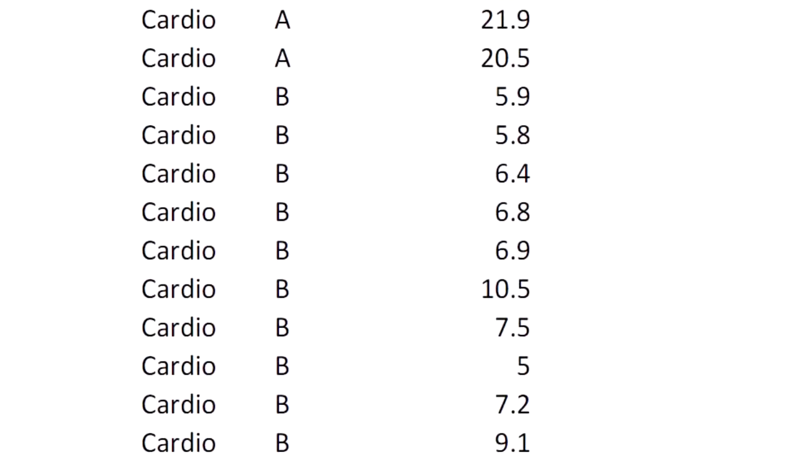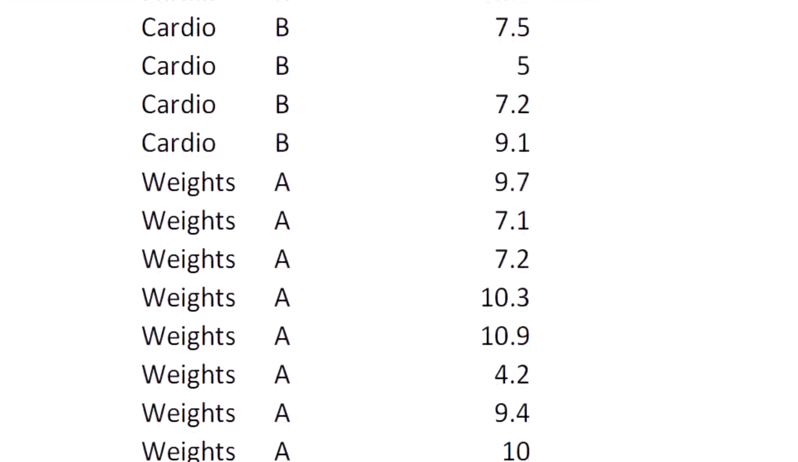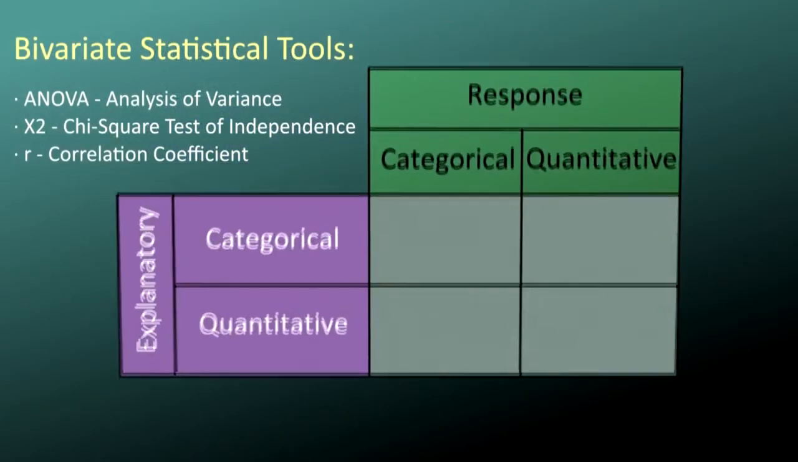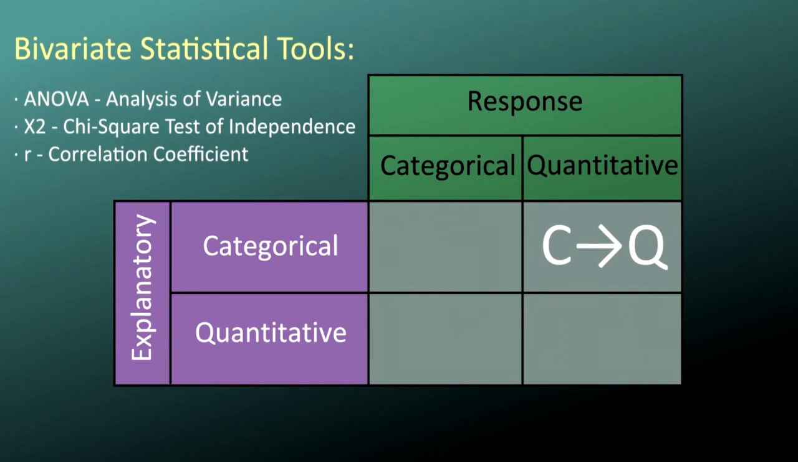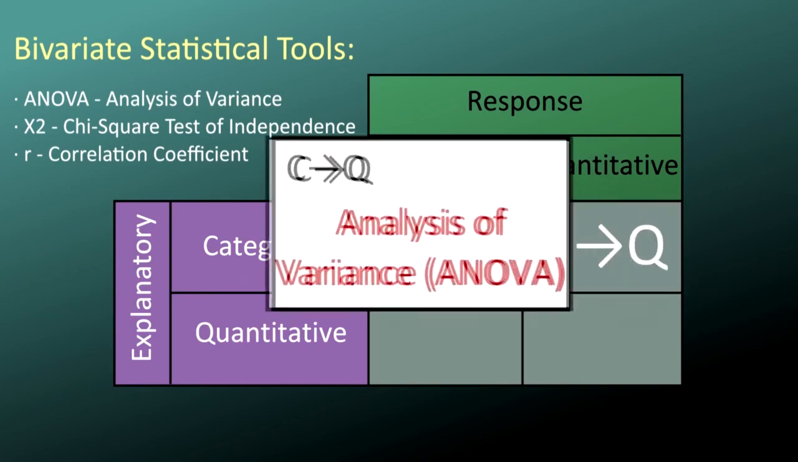This table shows our hypothetical data showing diet, weight loss, and exercise plan. Since we have a categorical explanatory variable, diet plan A or B, and a quantitative response variable, that is, weight loss, we will of course need to use analysis of variance to evaluate the association.